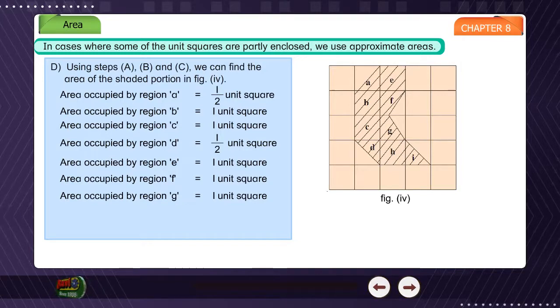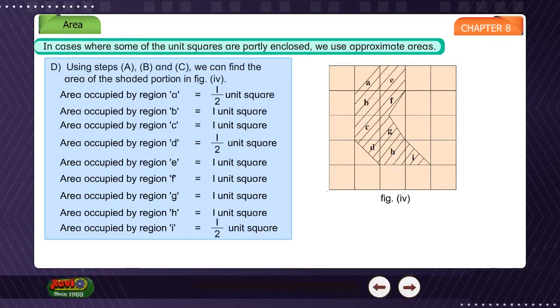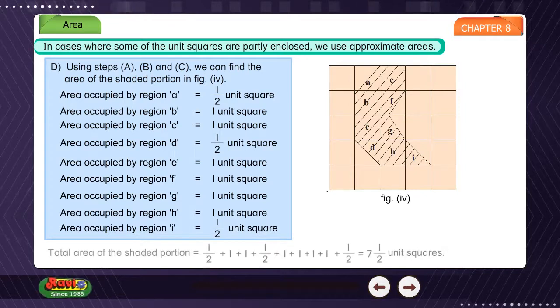Area occupied by region G is equal to 1 unit square. Area occupied by region H is equal to 1 unit square. Area occupied by region I is equal to half unit square. Total area of the shaded portion is equal to 1/2 + 1 + 1 + 1/2 + 1 + 1 + 1 + 1 + 1/2, which is equal to 7.5 unit squares.